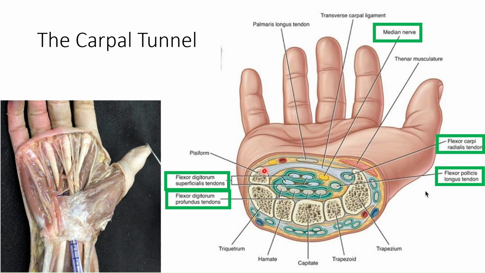The carpal tunnel contains 5 structures, those being the flexor digitorum superficialis tendons, the flexor digitorum profundus tendons, the flexor pollicis longus tendon, the median nerve, and the flexor carpi radialis tendon.